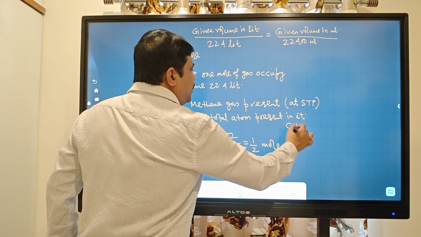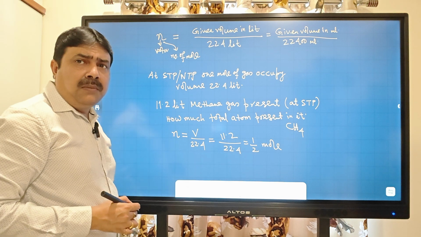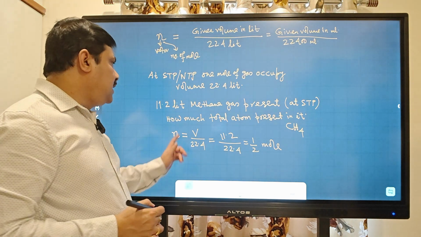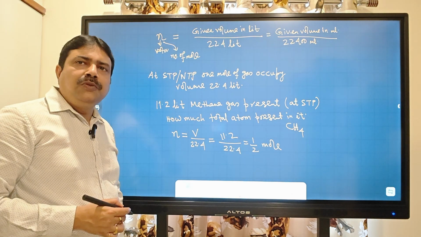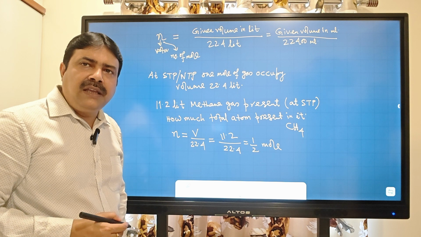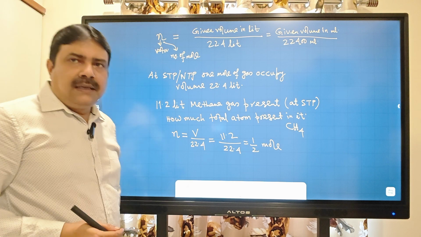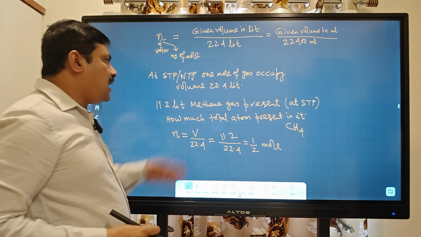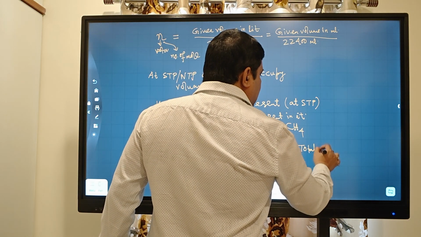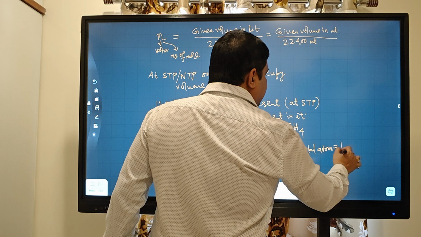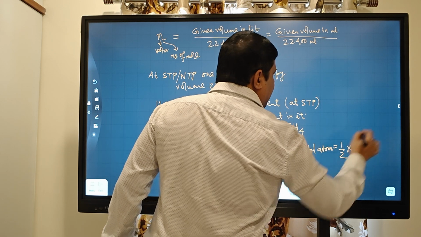Then methane, you know very well, everybody knows CH4 is methane. In one molecule there are 5 atoms, 4 hydrogen atoms and 1 carbon atom. So first we got the number of moles by our formula, given volume of the gas at STP divided by 22.4 liter if the volume is provided in liters. We got the half mole. Once we got the number of moles, they are asking total number of atoms. Then total atoms will be equal to number of moles, which is half, into Avogadro number, which is Na, into one of the substance how many is present? 5. This will be your answer.